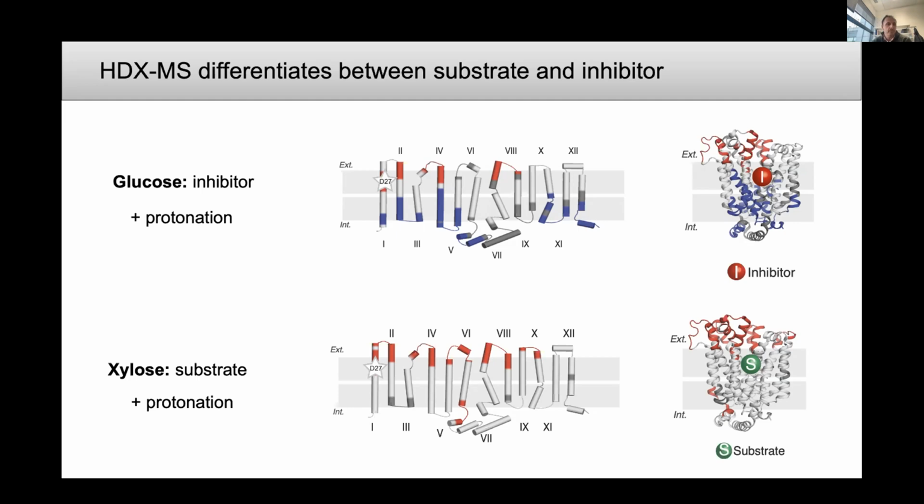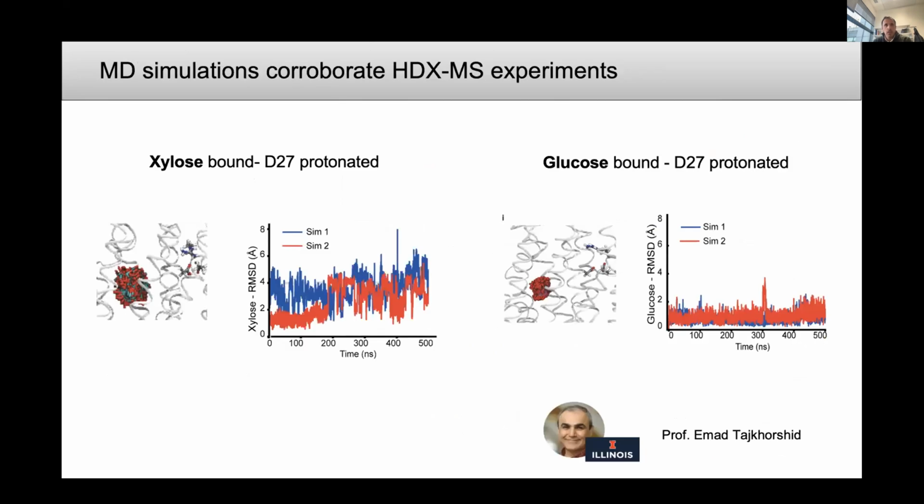But when we have the substrate, we have a more transient open-state conformation, which indicates some intermediate state that high-resolution structural biology methods potentially couldn't capture because of limitations at the time, such as sample requirements. We were able to corroborate these results with MD simulation, where we carried out experiments under similar conditions on the protonated states with and without substrate or inhibitor. We can see here that we have way more flexibility when the xylose substrate is bound as opposed to glucose.